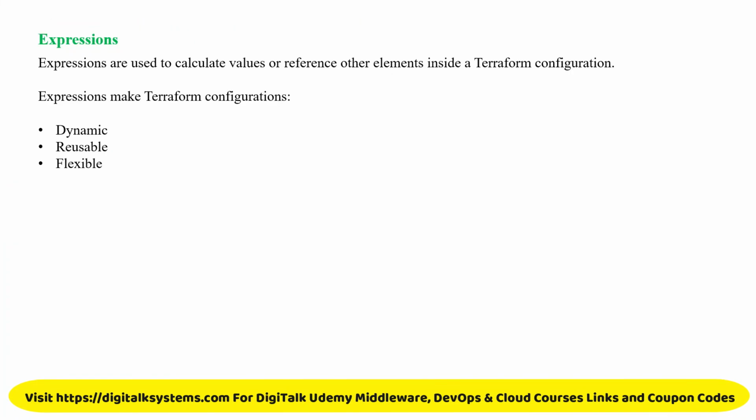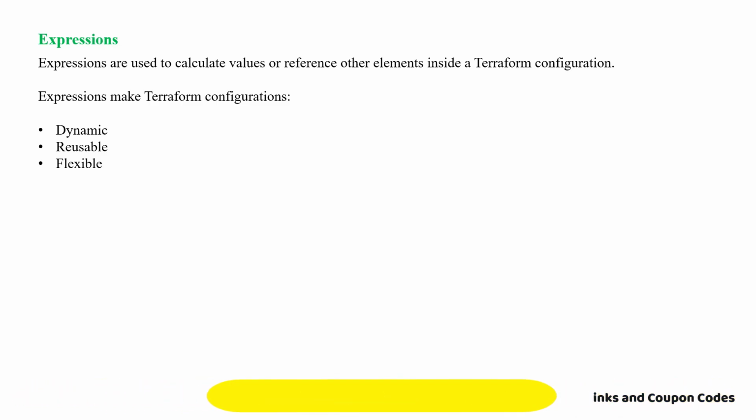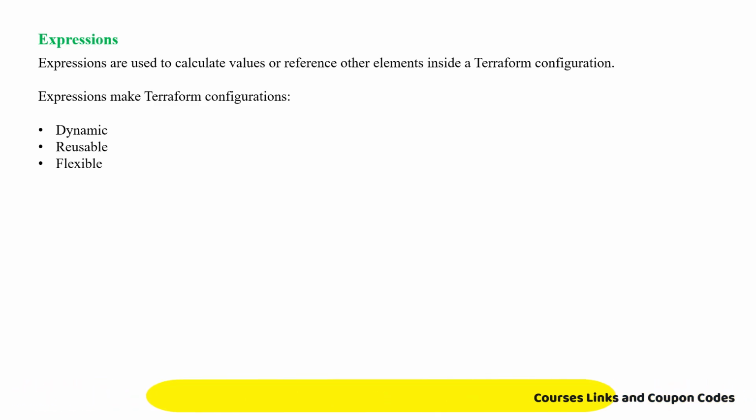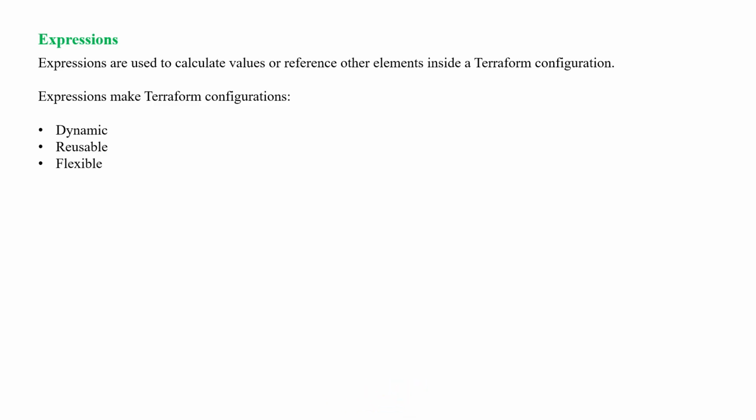Now, a few more important things. When we define the different configurations in terms of blocks, we define the code in a way that we can reutilize it. Instead of defining the same code again and again, we follow the object-oriented programming approach: define once and use multiple times. For that we have expressions. Expressions are used to calculate values or reference other elements inside a Terraform configuration.